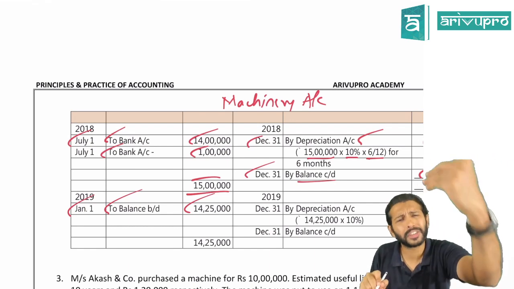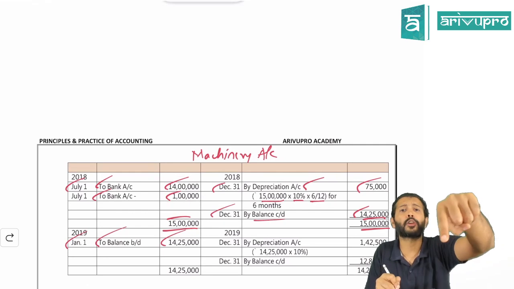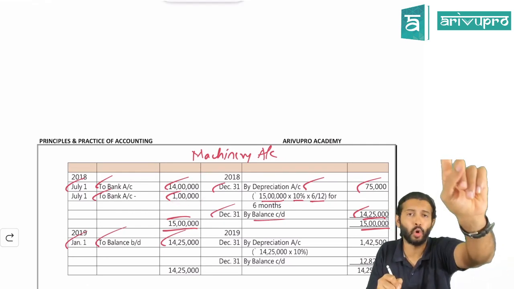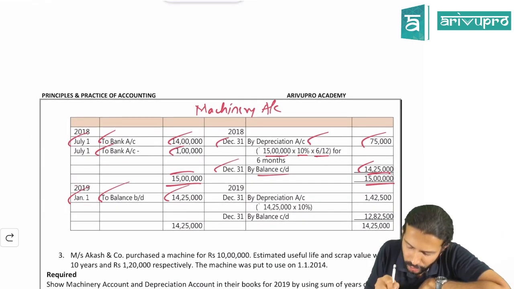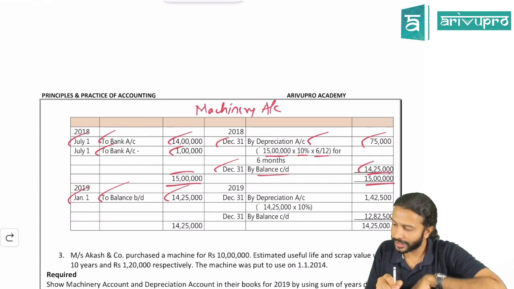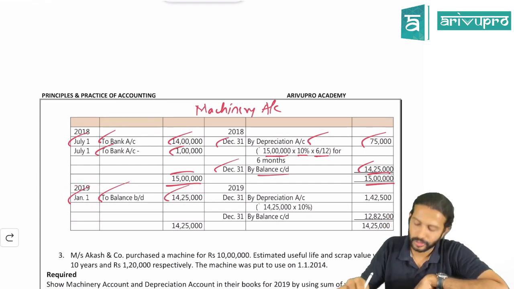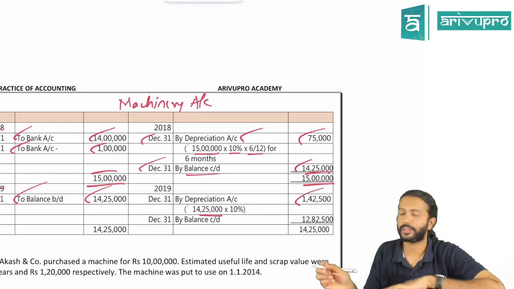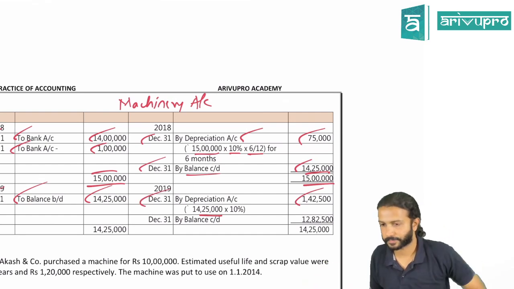Actually, a working note for depreciation is not always necessary. Now will you calculate depreciation on 15 lakh for the second year? No. You will calculate it on the book value. What is the book value on 1st January 2019? It is 14 lakh 25,000. Calculate 10% of 14 lakh 25,000. You're going to get 1,42,500. That's all.